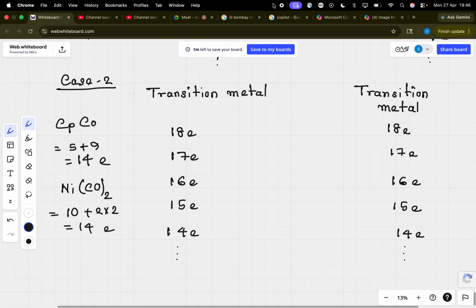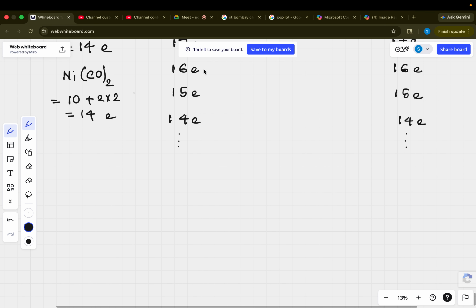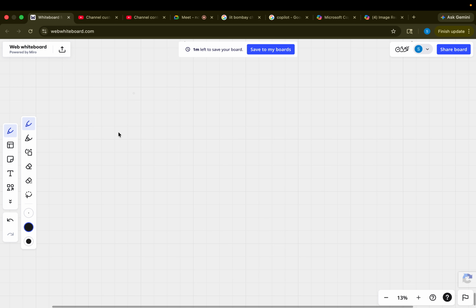Understood. So in the first case we are comparing transition metal with main group elements. In case 2 we are comparing transition metal with transition metal only. Clear? Done. Should I proceed? Okay, now next is your case 3.